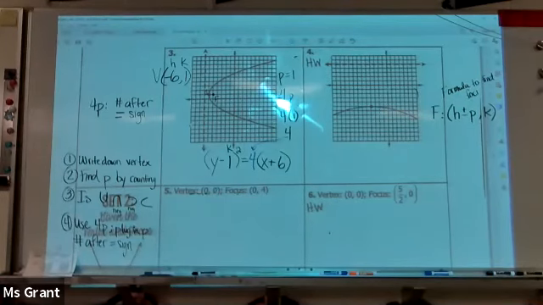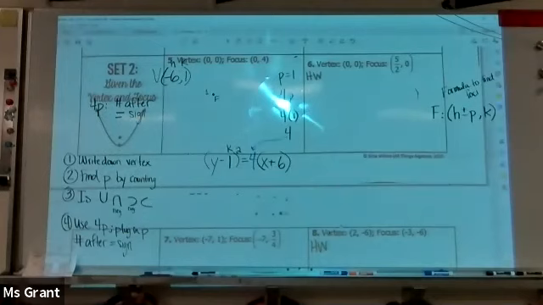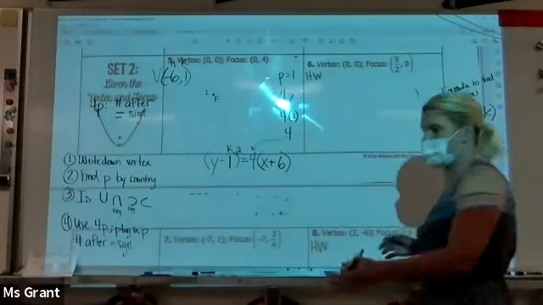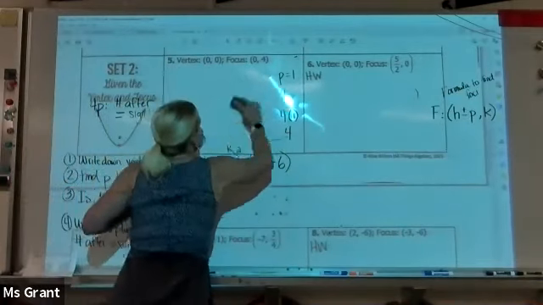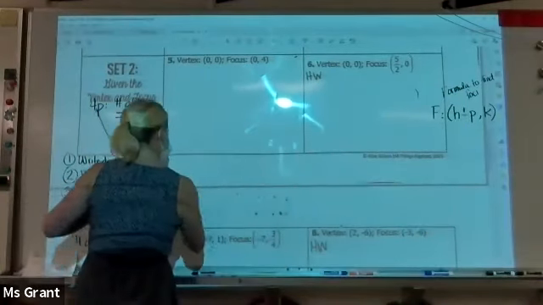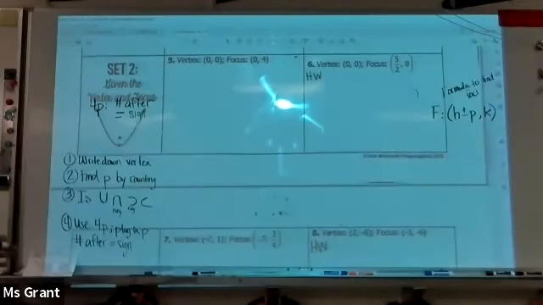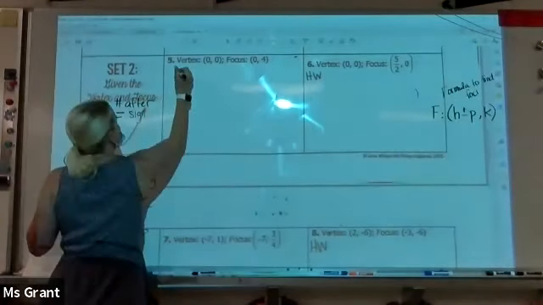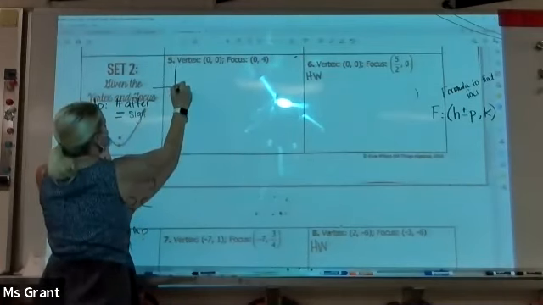Okay, moving on to a new topic. I'm still gonna make a little sketch. People on Zoom, if you have a question, you have to speak up because I can't see you. If you raise your hand virtually, I have no way of knowing. Okay. My vertex is 0, 0, and my focus is 0, 4.